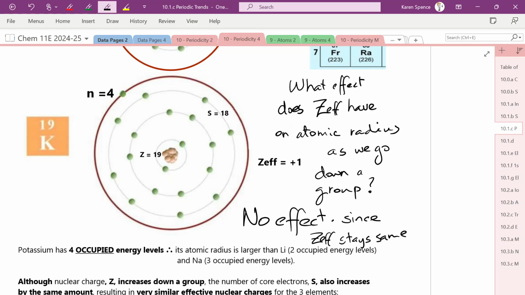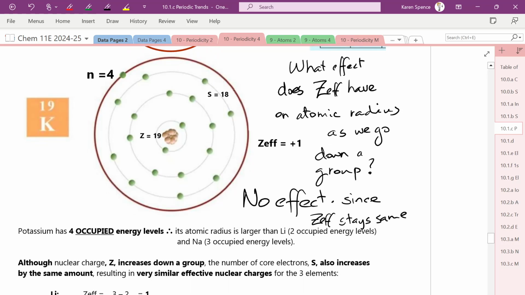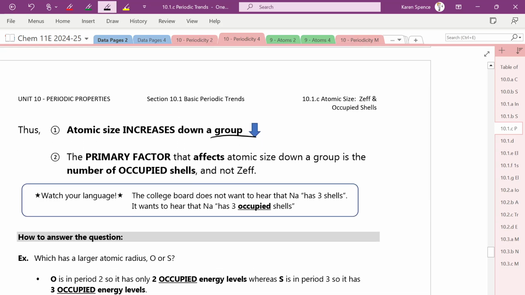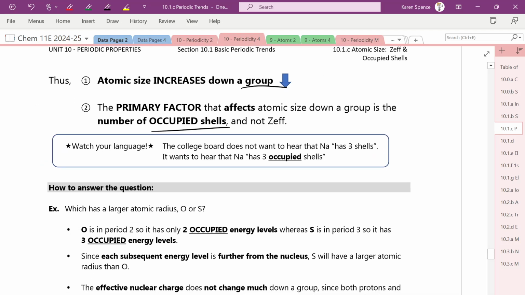When you're going down, you explain atomic radius in terms of number of shells, occupied shells. Number of occupied shells, I have to use that word too. So as we go down a group, the primary factor is the occupied shells. Watch your language. The College Board does not want to hear that Na has 3 shells. It wants to hear that Na has 3 occupied shells. Okay?